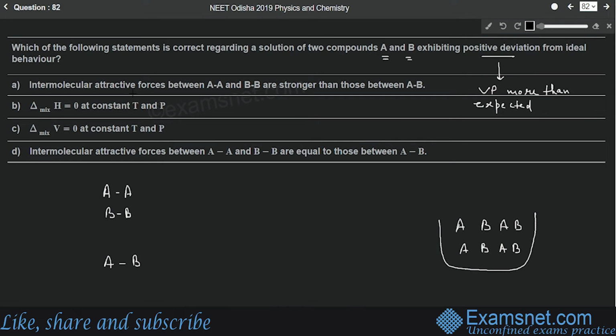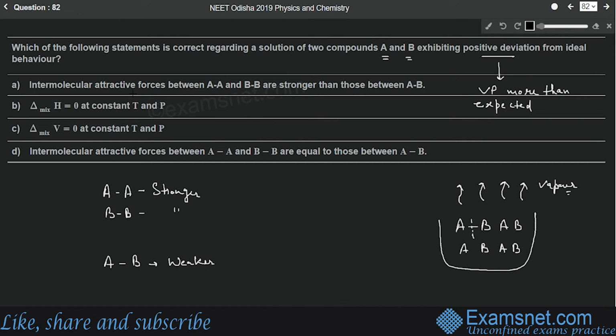So what will happen in case of positive deviation? The vapor pressure has to be more. That means the compound should be able to escape from it. Okay, any one of the compounds, either A or B, should be able to escape the solution in the form of vapor. And this can only happen when the interaction between A and B is weaker. Okay, or we can say that the interaction between A and A, and B and B individually should be stronger as compared to the interaction between A and B. So this will lead to increase in vapor pressure, thus making it positively deviated.